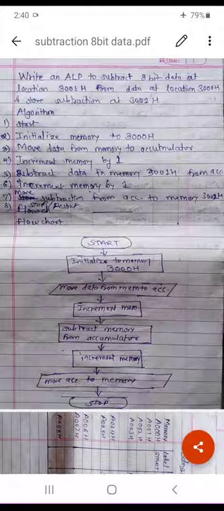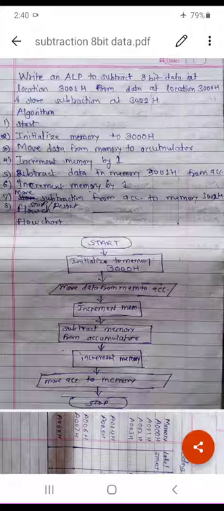Friends, in today's lecture we are going to write an 8085 program which subtracts 8-bit data stored at memory location 3001 hex from the data stored at 3000 hex. So here we make subtraction of two 8-bit data. The data are stored in consecutive memory locations. The first data which is to be subtracted is stored at 3001 hex, while the data from which it is to be subtracted is stored at 3000 hex.